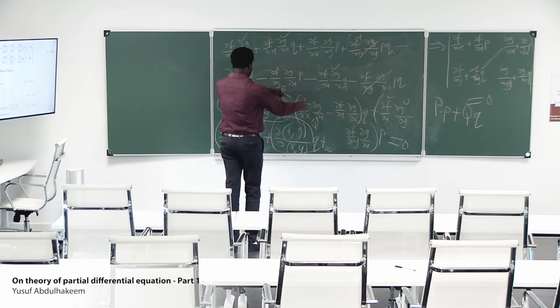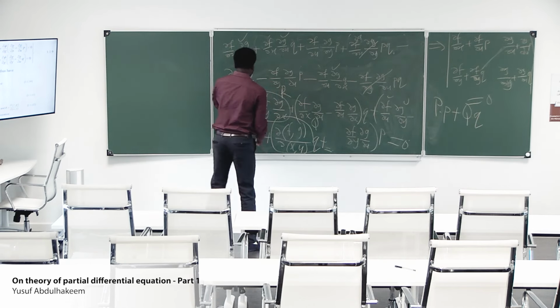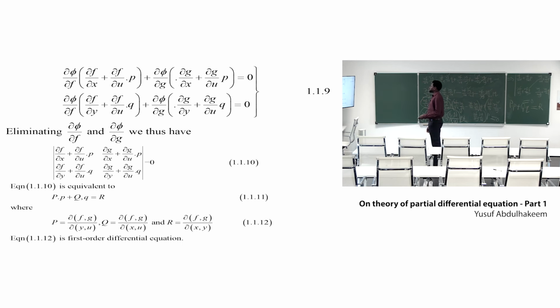If we take it to the other side, this will become negative, while this one will become positive. So it's still the same thing, so we can still call it R. And that is how we obtain this equation here in 1.1.11, where P is this, Q is this, and R is what we have here.